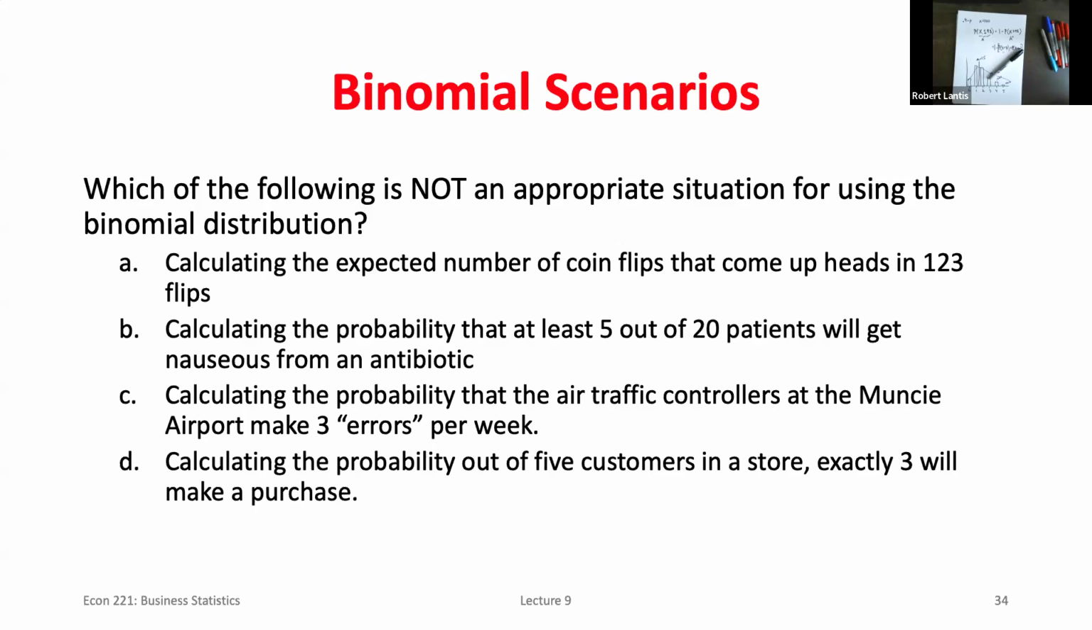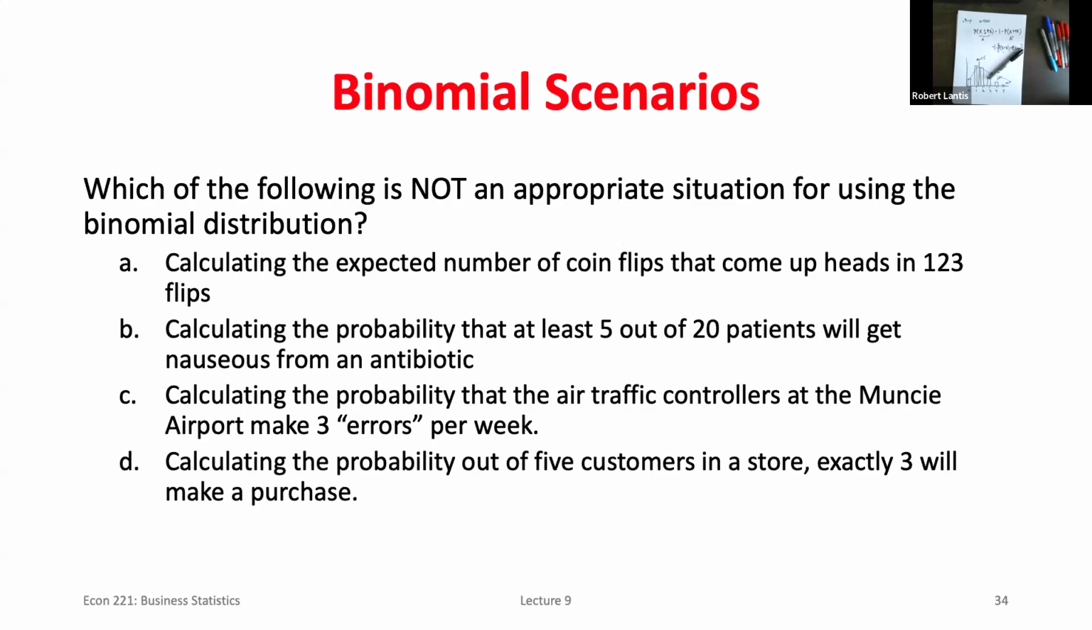Calculating the probability that air traffic controllers at the Muncie airport make 3 errors per week. Well, what's my number of trials? Well, I've got per week. I don't know how many. Muncie's a pretty small town in Indiana. I don't know how many people actually land there. I don't know the number of trials. So C is going to be I can't apply it, right? I've got an open-ended time frame, not a number of trials, which there's another distribution we can use for that. We'll talk about it in a second.